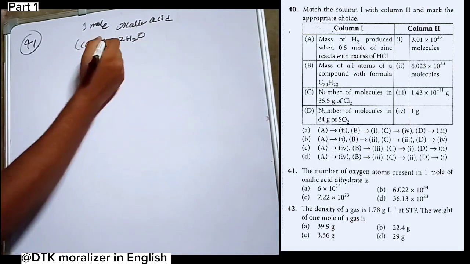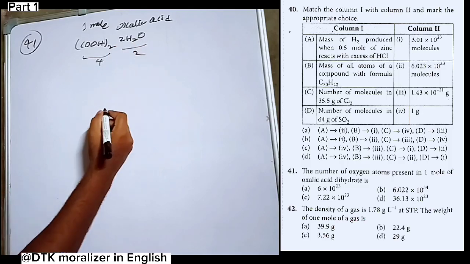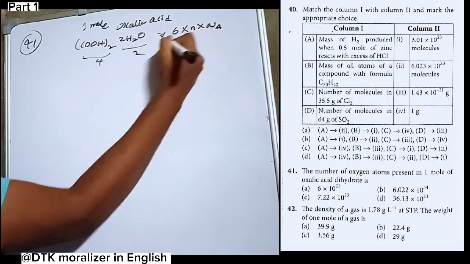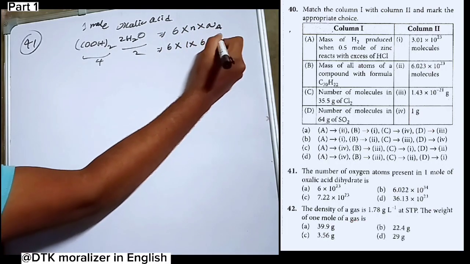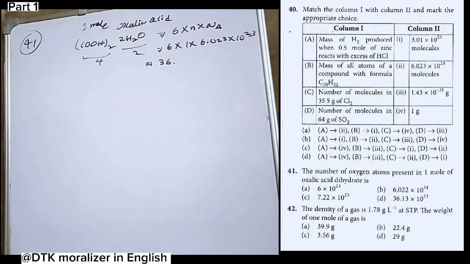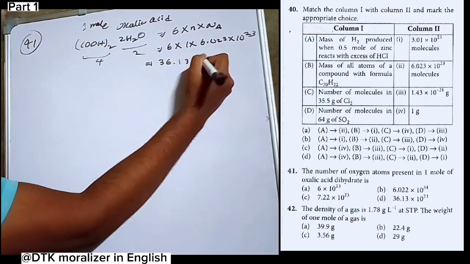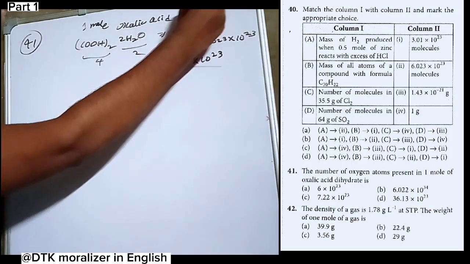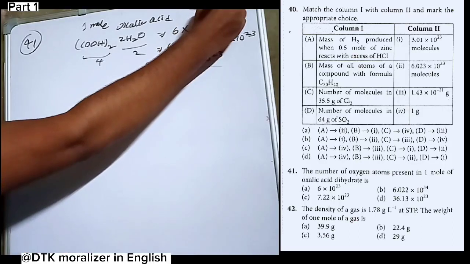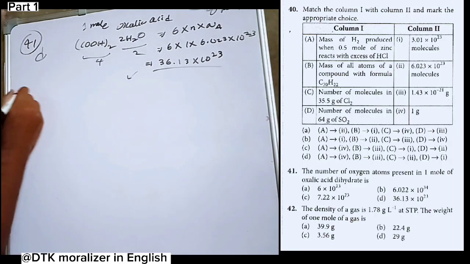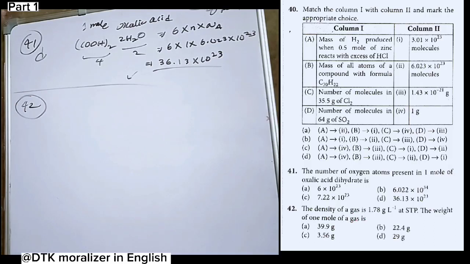Now question number 41. The number of oxygen atoms present in 1 mole of oxalic acid dihydrate is... 1 mole of oxalic acid. Here COOH twice, 2H2O. So here 4 oxygen and 2 oxygen. So total 6 oxygen. 6 into Na is the number of oxygen atoms. So here 6 into 1 into Na, it is 36, 3.6 into 10 power 23. So option D would be right.